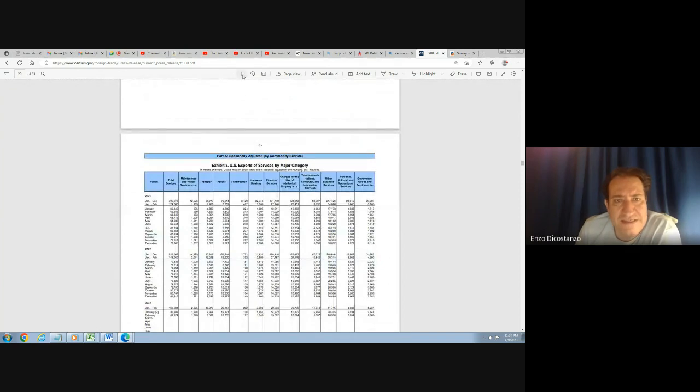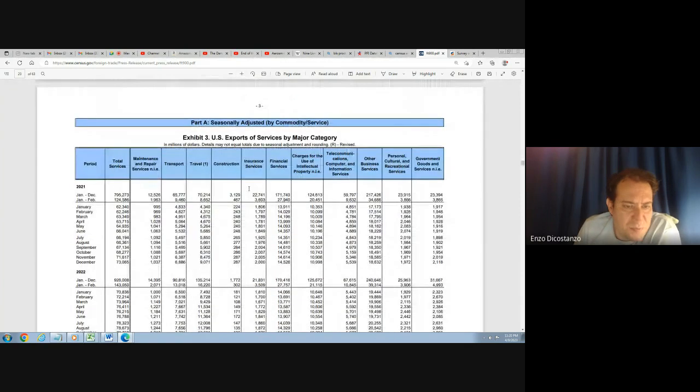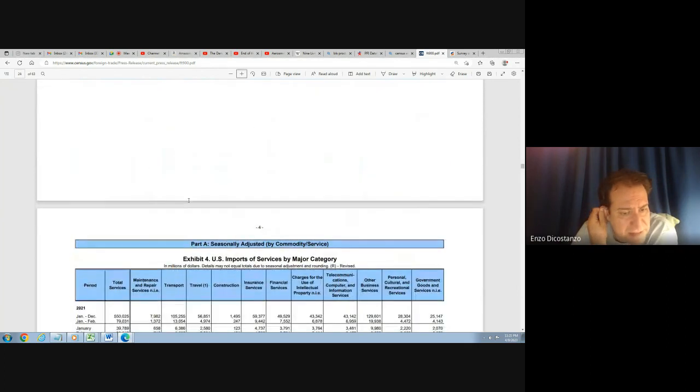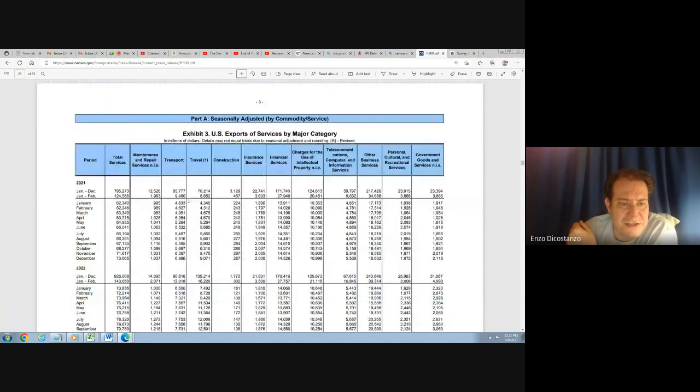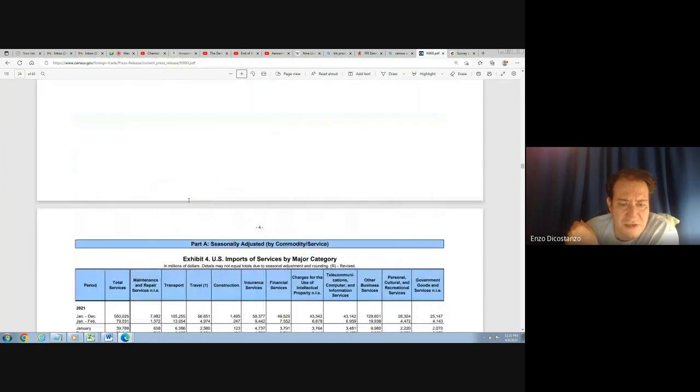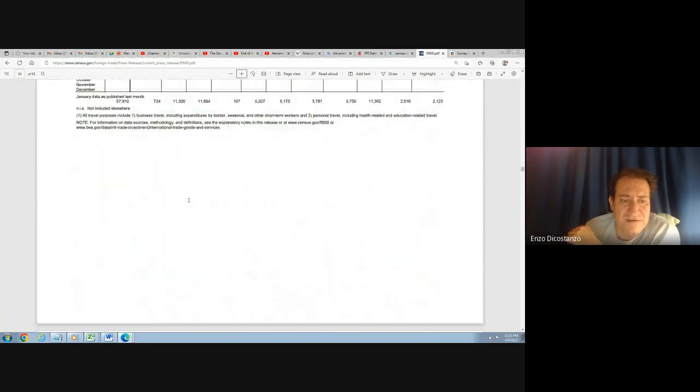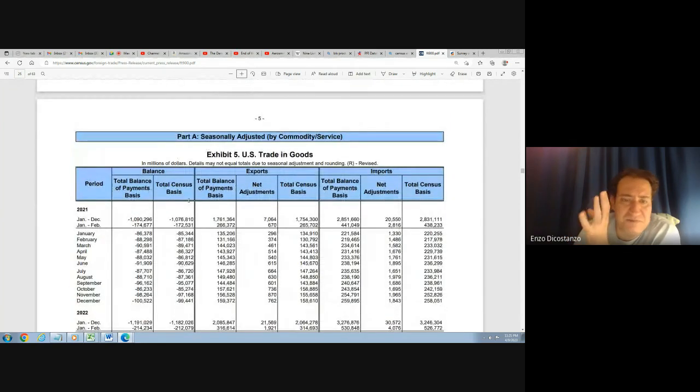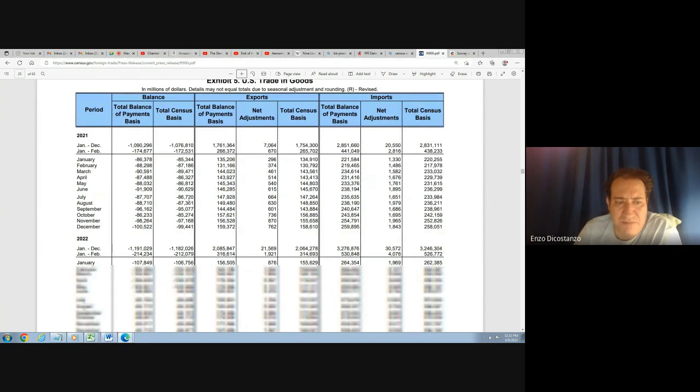By categories here, they do transport, travel, construction. It breaks it up into pieces, so as you're breaking this up, you can hopefully add up. Now this is services, exports of services, not exports of goods. U.S. exports by services, U.S. imports by services. And like I said, it breaks it down in every conceivable manner. Then adjustments, census basis, total balance of payments basis, and the different statistical matters that this is working.